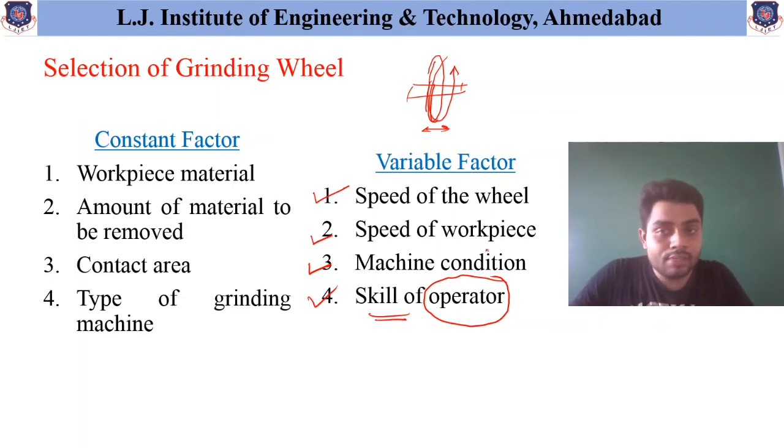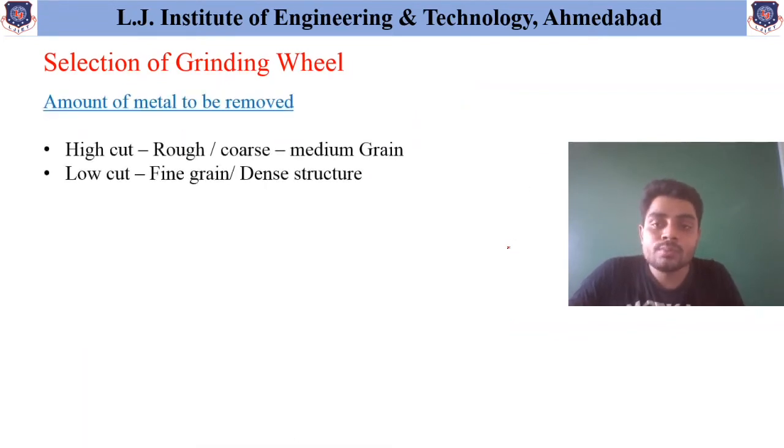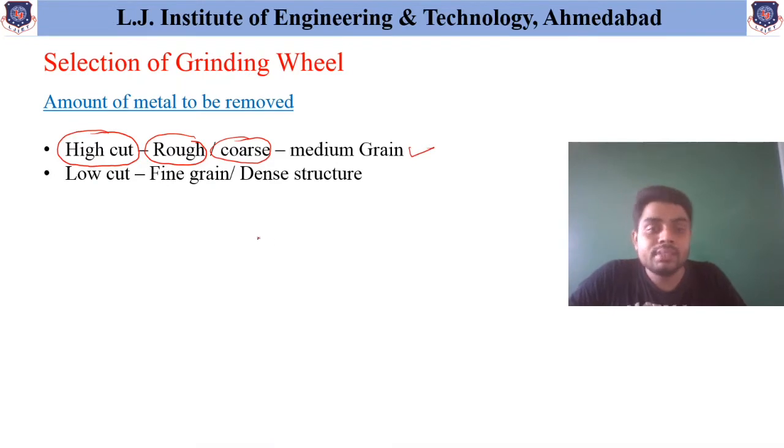So these are the different factors, constant or variable, which help to select the grinding wheel for a specific machining operation. Let us take an example. Suppose one wants to select the grinding wheel based on the amount of metal to be removed. If one wants to remove more material, that means cut high material, then we must select a grinding wheel with a larger particle size. That means the particle may be a rough or coarse particle, and the grain arrangement is the medium grain.